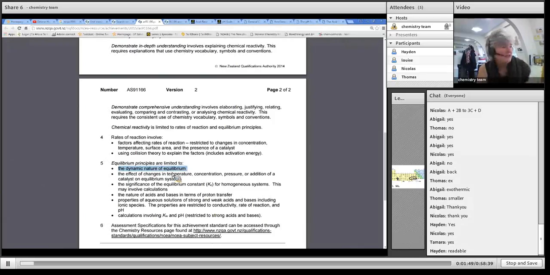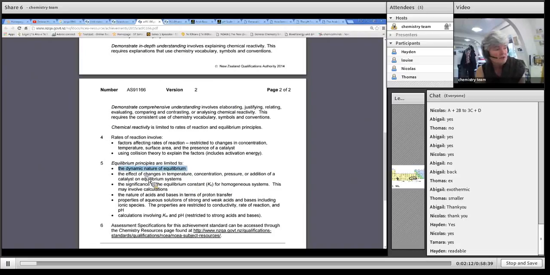It's readable. Okay, great. So the dynamic nature is basically, if something's at equilibrium on the macro level, your observations, it doesn't look as though anything is happening, but on the micro level, things are happening all the time, and the rate of the forward reaction is equal to the rate of the back reaction if something is in equilibrium.